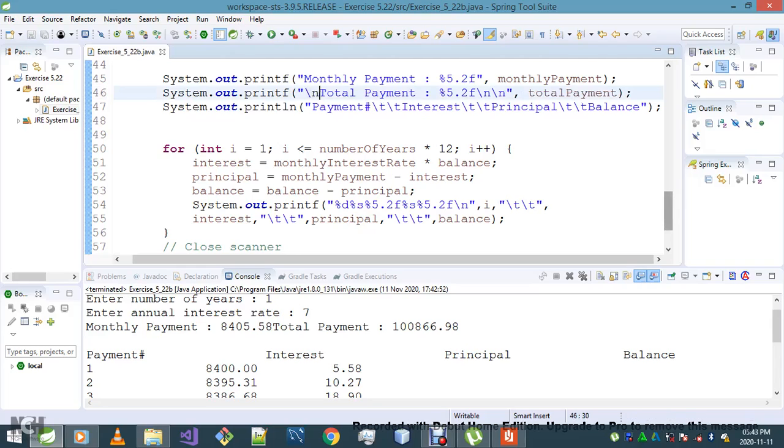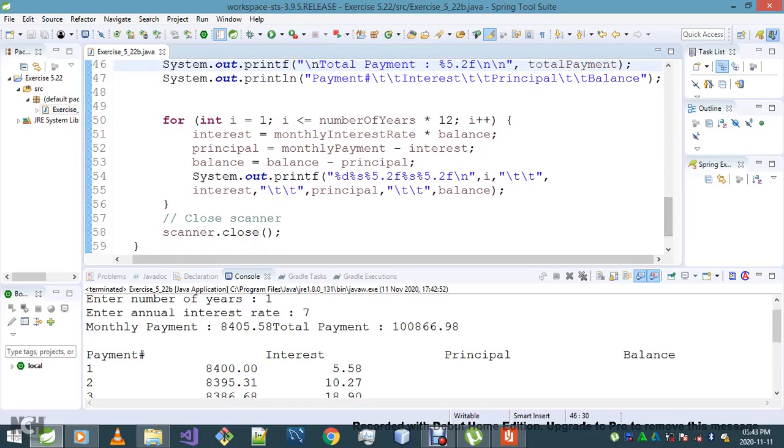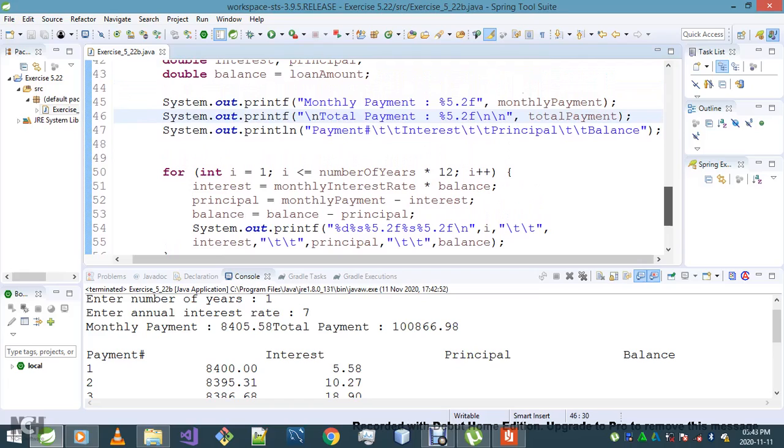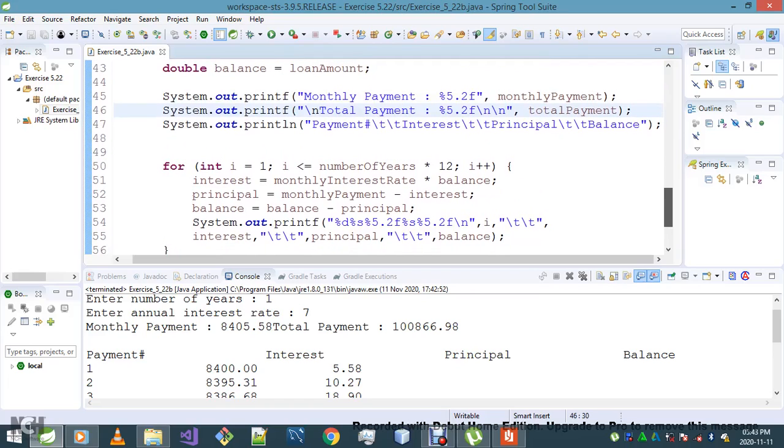\n. I'm displaying I. Once I'm done doing that, I'm displaying these 2 backslashes. Once I'm done doing that, I'm displaying interest. I'm then displaying 2 backslashes after interest, and then I'm displaying this amount principal, and then I've got to do this. This is exactly what I've got to do.